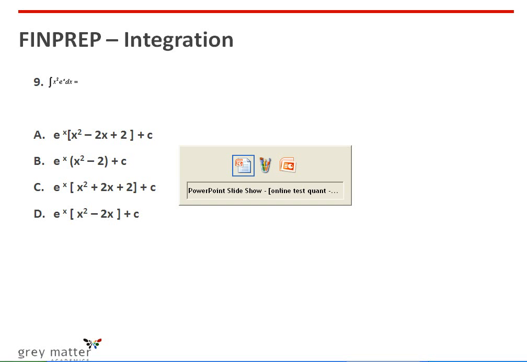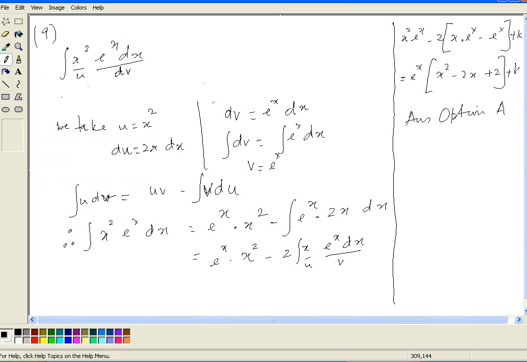Going back to our worksheet, now integral x squared into e power x dx. This is actually integration by parts. If you see, integral u dv equals uv minus integral v du. Try to work out on this basis. Now we take x squared as u and e power x dx as dv. Then when we take u equal to x squared, du equals 2x dx, dv is equal to e power x dx. So integral dv would be integral of e power x dx, so v will be e power x.